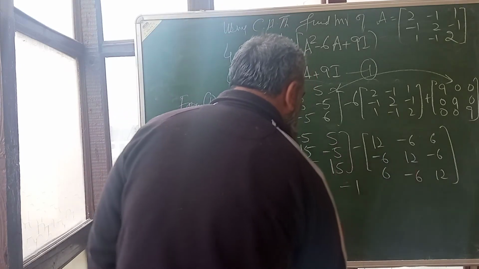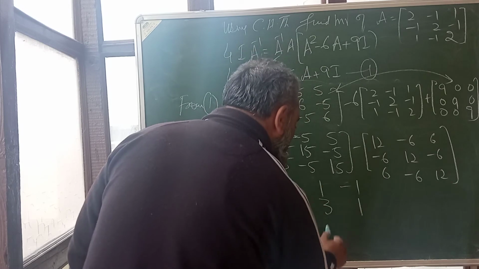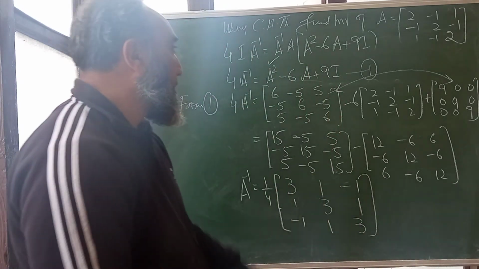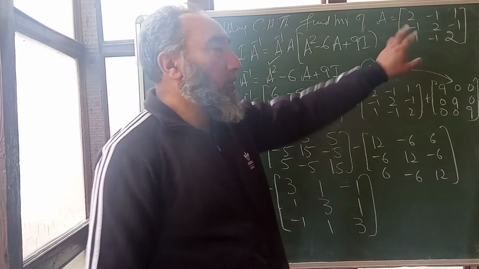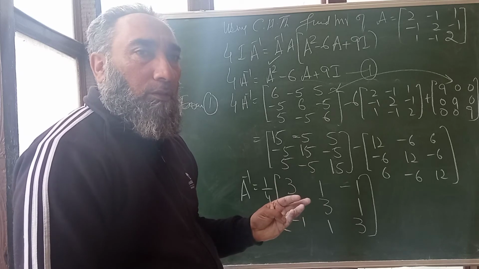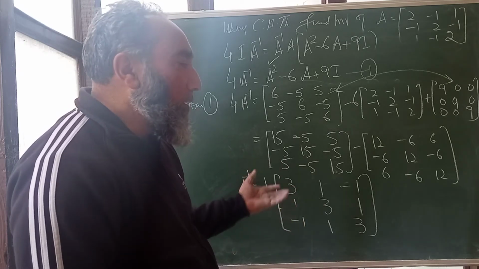15 minus 12 is 3. Minus 5 plus 6 is 1. It's 1 over here and this is 3. This is your A inverse. This is A inverse of this matrix. Very simple. You don't have to find adjoint, then determinant, cofactors, minors, etc.